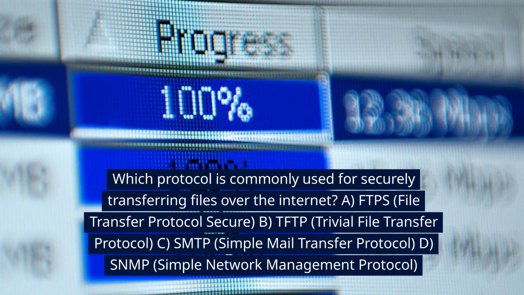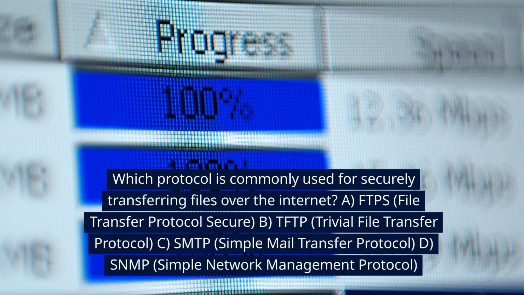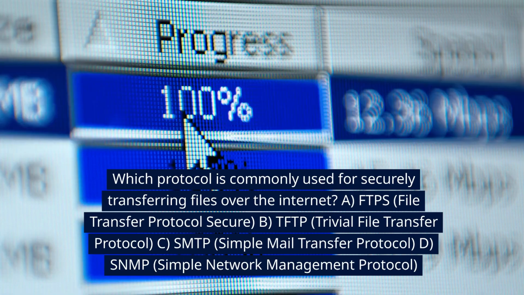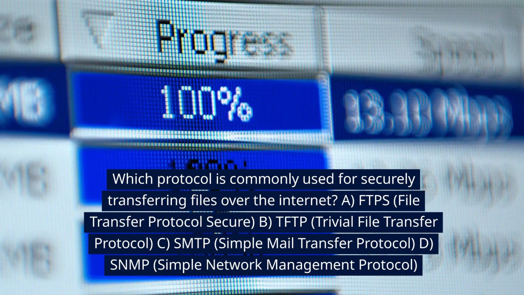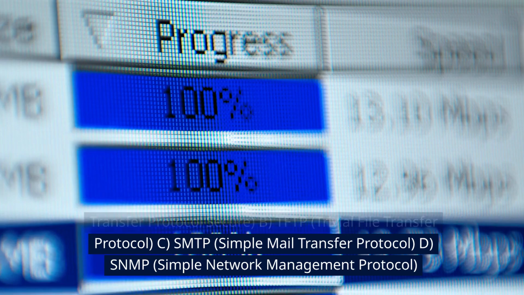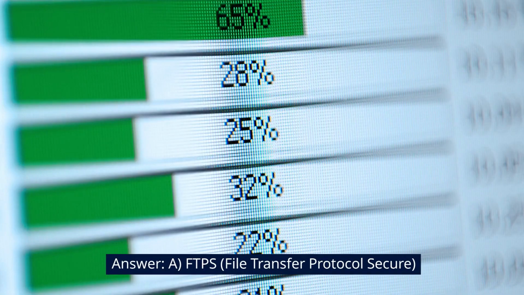Which protocol is commonly used for securely transferring files over the Internet? A. FTPS, File Transfer Protocol Secure. B. TFTP, Trivial File Transfer Protocol. C. SMTP, Simple Mail Transfer Protocol. D. SNMP, Simple Network Management Protocol. Answer: A. FTPS, File Transfer Protocol Secure.